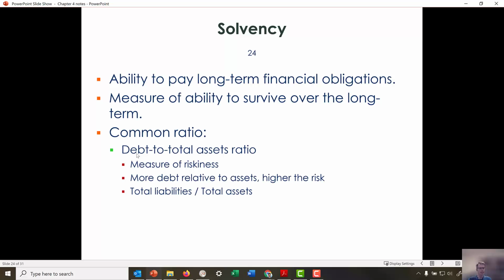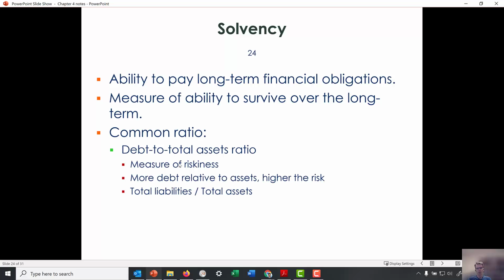When you finance with debt, you're locking yourself into having to make loan payments in the future. You have to pay both interest and principal. With equity, generally speaking, you don't lock yourself into any future payments. So debt, therefore, is a riskier way to finance a business. So the more debt we have relative to our assets, that means we have more risk. More risk means we're less solvent. So bigger numbers here indicate more risk, higher chance of default, less solvency.